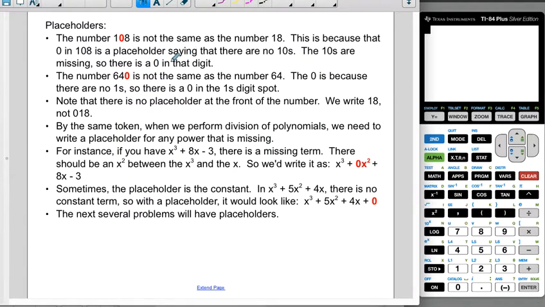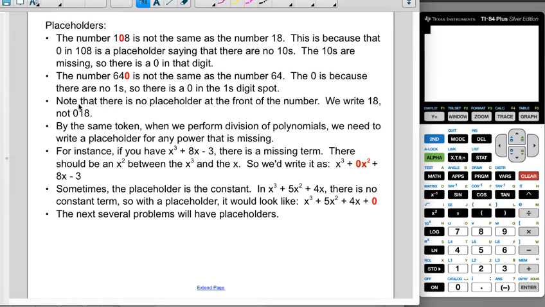All right. So let's talk for a second about placeholders. The number 108 is not the same number as 18, right? This is because the 0 in the middle of the 108 is a placeholder saying that there are no 10s. Similarly, the number 640 is not the same as the number 64. There's a 0 at the end because it's saying there's no 1s. So here, the 4 represents 1s digits, but here we're being told there's no 1s digits and the 4 is in the 10s digits. So just to be clear, those zeros in numbers matter.